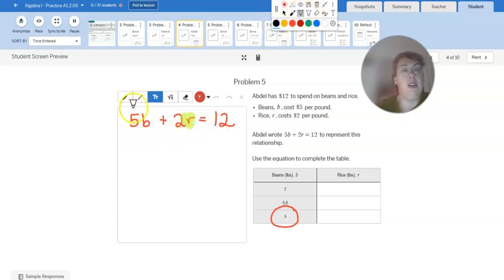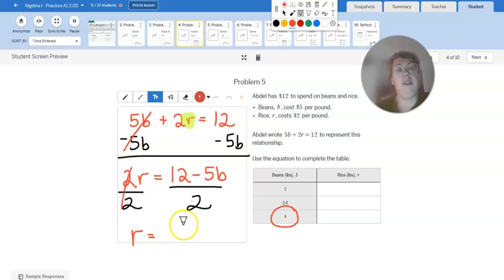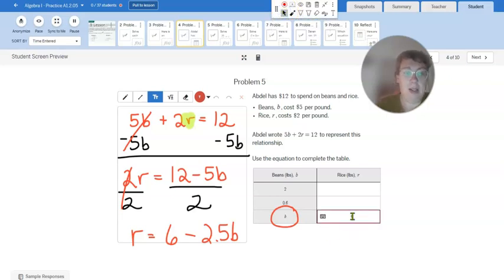So what we're going to do is move this 5B term by subtracting it on both sides. 5b minus 5b cancels, and we have 2r equals 12 minus 5b. And then we want to get rid of this 2 in front, which is being multiplied. So we can just divide everything by 2 to get r equals 12 divided by 2 is 6 minus 2.5b. And we can plug that into our box here.